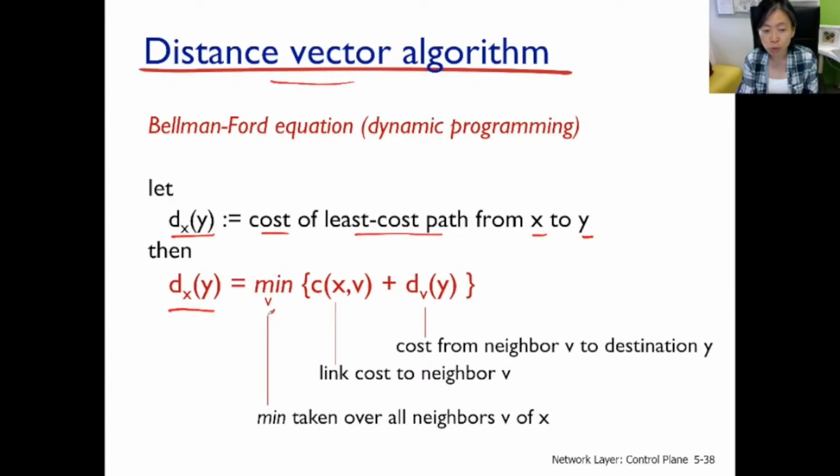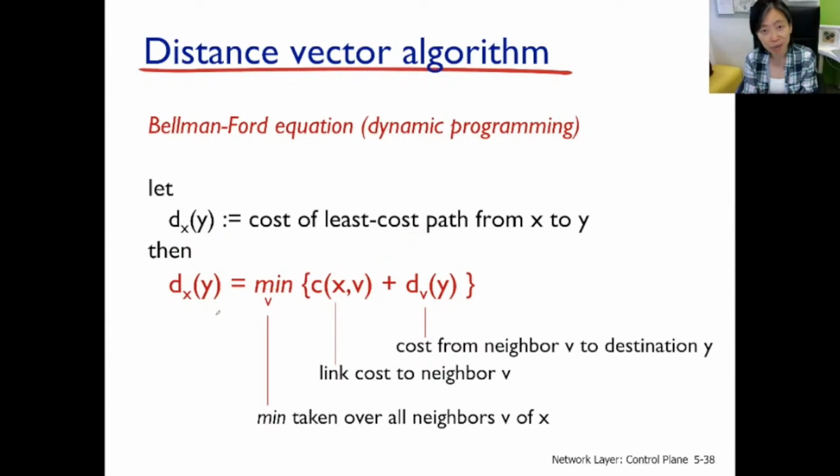The way to do it is to go over all the v's. v's are the neighbors of the source. For each v, we calculate the cost to go from the source to the neighbor plus the cost from the neighbor to the destination. So the sum here is the cost to go from the source to the destination through a particular neighbor v. All we need to do is go over all the neighbors, calculate the sum for each neighbor, and pick the neighbor that gives us the minimum value. That minimum value is the minimum cost from x to y. And that v is the next hop along the shortest path to the destination.